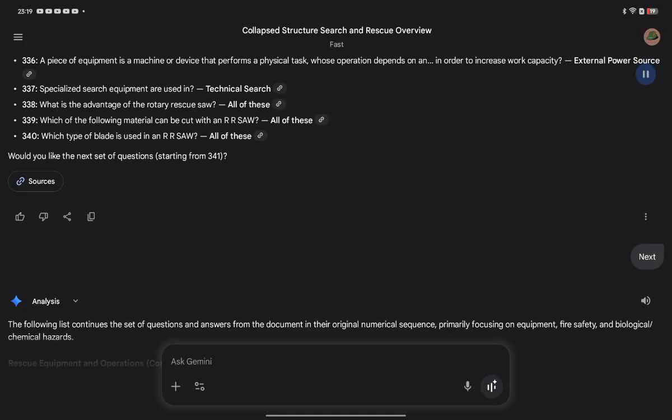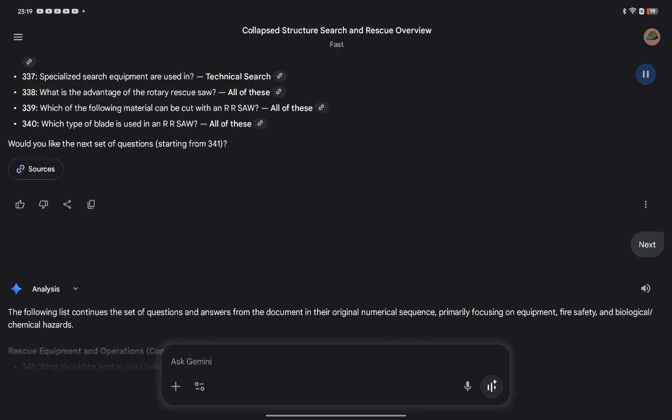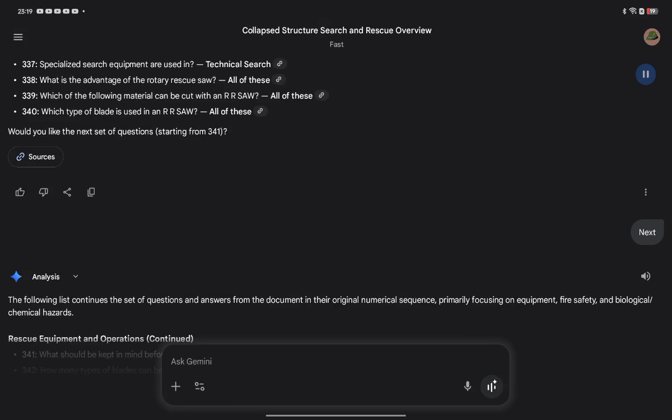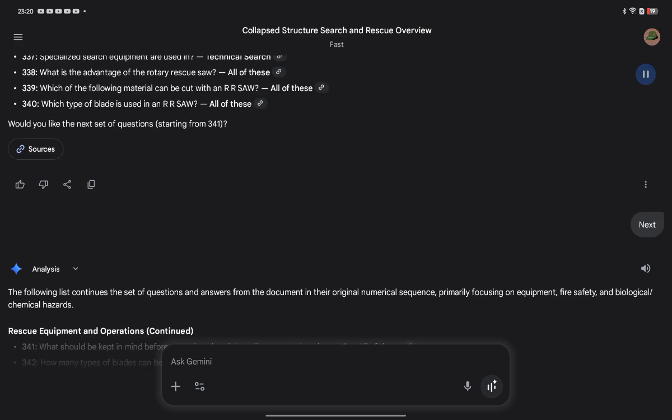External power source. 337. Specialized search equipment are used in? Technical search. 338. What is the advantage of the rotary rescue saw? All of these. 339. Which of the following material can be cut with an RR saw? All of these. 340. Which type of blade is used in an RR saw? All of these.